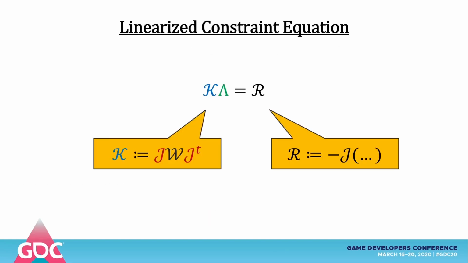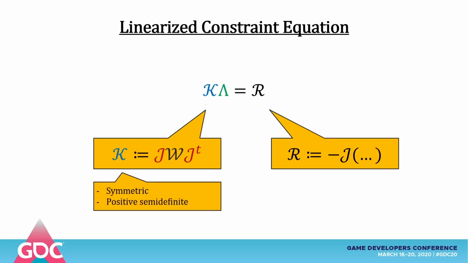Moving the terms around, we get the following equation. It's called the linearized constraint equation. It involves the constraint matrix K, which is the product of the Jacobian, the inverse mass matrix, and the Jacobian transpose. This matrix is symmetric and positive semi-definite, which means its eigenvalues are non-negative. It is either invertible or it can be made invertible by adding any positive value to its diagonal. This equation is valid only for equality constraints. Other constraints like collisions or limits lead to an LCP, which we will not cover here, but the structure of the problem is very similar. In the next section, we will discuss methods to solve this equation.